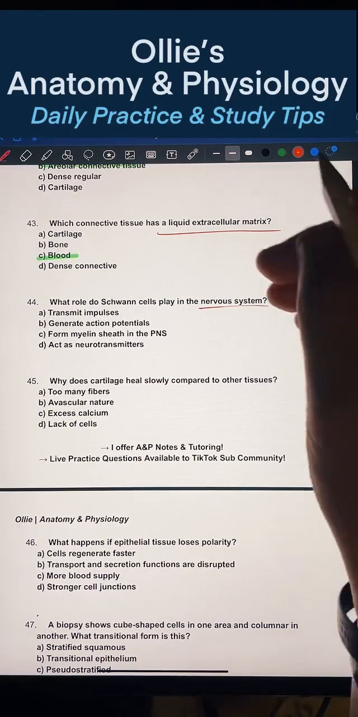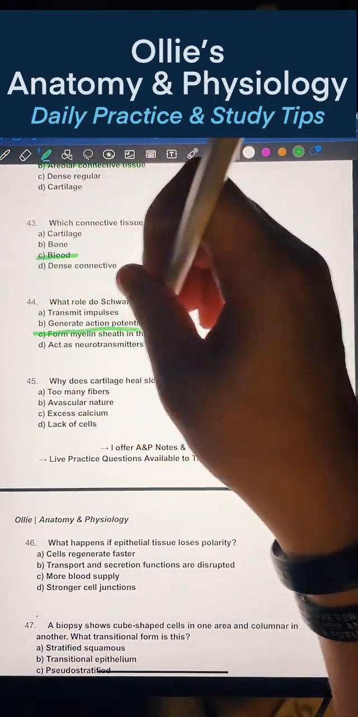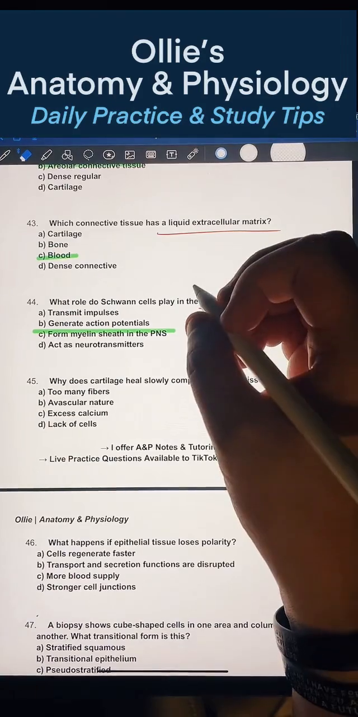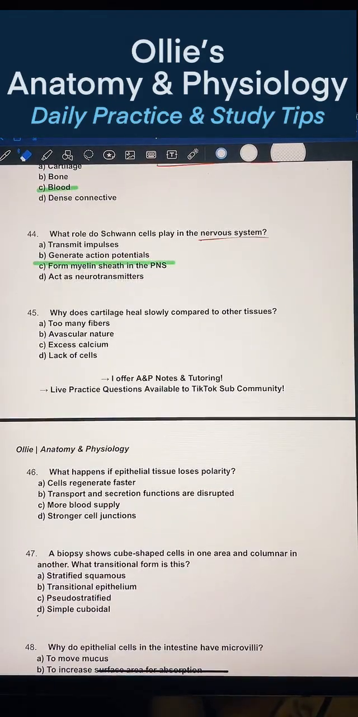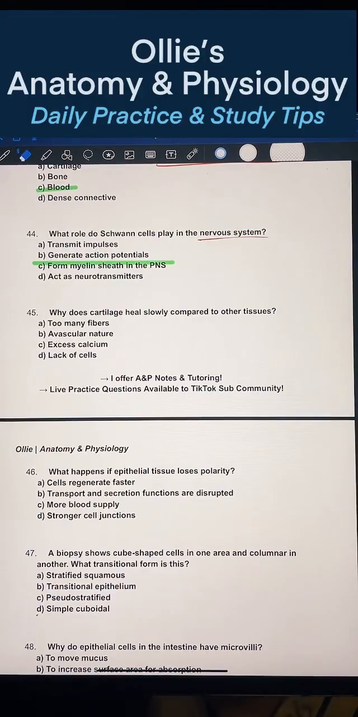Number 44, it's going to form the myelin sheath in the PNS. Oligodendrocytes would be for the CNS. Number 45, why does cartilage heal slowly compared to other tissues? I kind of briefly mentioned this earlier as the reason why, but we'll explain as well.